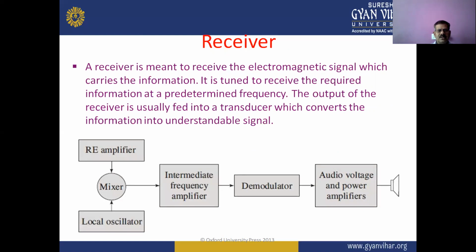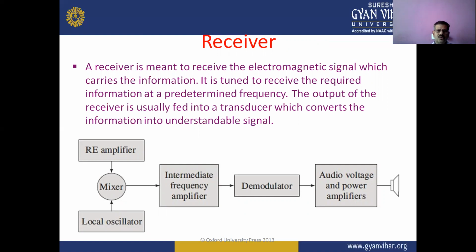Next is the receiver. This is also a part of the communication system. A receiver is meant to receive the electromagnetic signal which carries the information. It is tuned to receive the required information at a predetermined frequency. The output of the receiver is usually fed into a transducer, which converts the information into understandable signals. Here is the block diagram of the receiver.